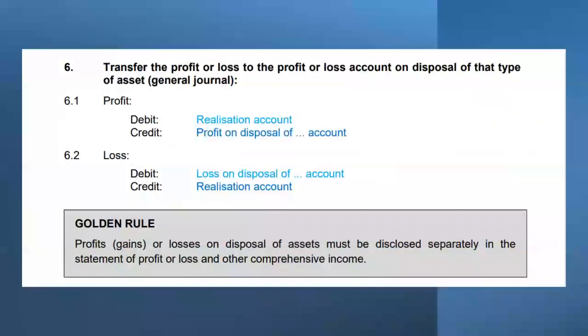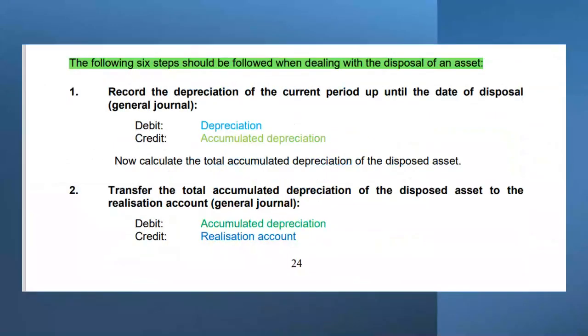On step number 1, we've already calculated that depreciation. We found out it was how much? It was 3,750. Then they said now calculate the total accumulated depreciation, which was 45,000. We said 41,250 plus the current year depreciation up to the date of disposal, which was 3,750, then we got 45,000. So we know that our total accumulated depreciation of the disposed asset is 45,000.